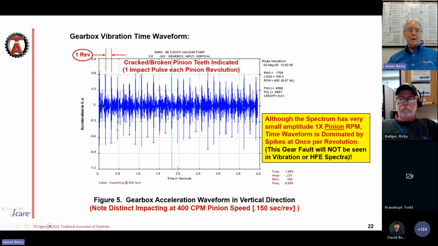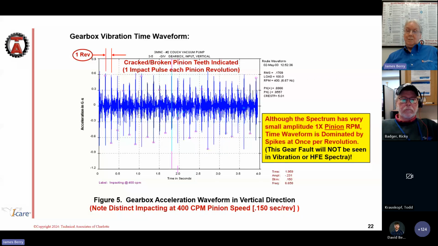What your waveform should look like is this guy right here. You see where my cursor is going, it should look like that. And in reality, it does not even resemble it. Once per rev, we're getting this tremendous impact. This is causing very high levels in amplitude. Sometimes these are 50, 60 Gs, all right?